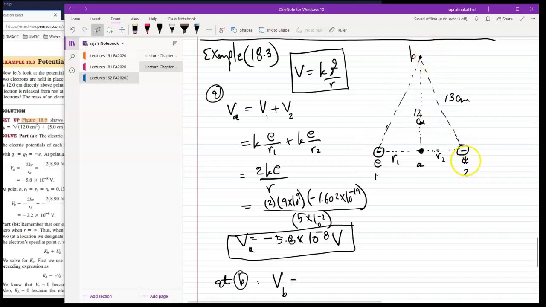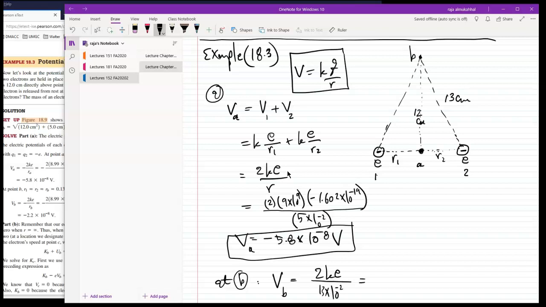So the distance here is 13 centimeters. Everything else is identical, right? There's a lot of symmetry, so I can just do it in one shot, just like I did here. So it's just going to be 2kE over, what's the distance here? It's 13 centimeters, which is 13 times 10 to the negative 2.